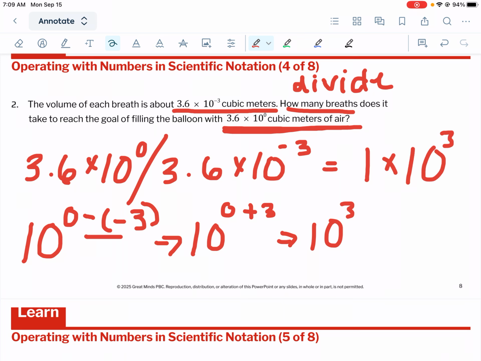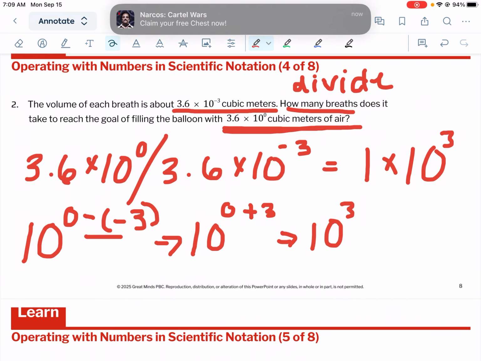So to answer the question, it will take 1 times 10 to the 3 breaths to reach the goal of filling the balloon with 3.6 times 10 to the 0 cubic meters of air is how you will properly answer that question. Take a few seconds to write that down. Yes, you need the whole sentence.